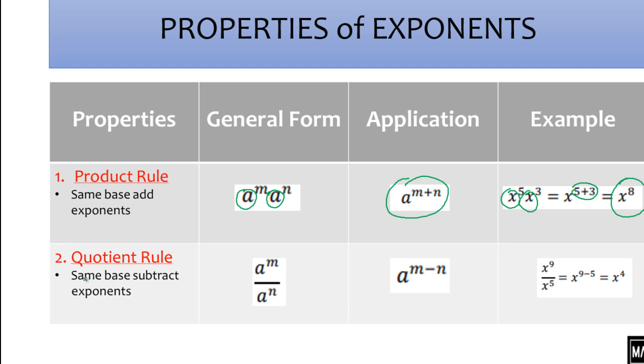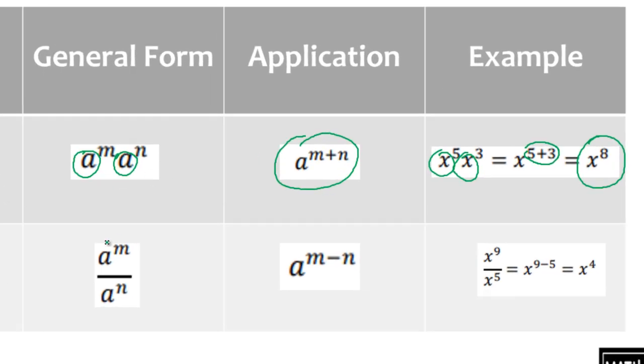For quotient rule, still you have to have the same base. Then if you have the same base, subtract the exponents. So this is the general form. You have a as the base for both numerator and denominator. You have m as the exponent for the numerator, and n as the exponent of your denominator. So you have the same base. You can rewrite it this way.